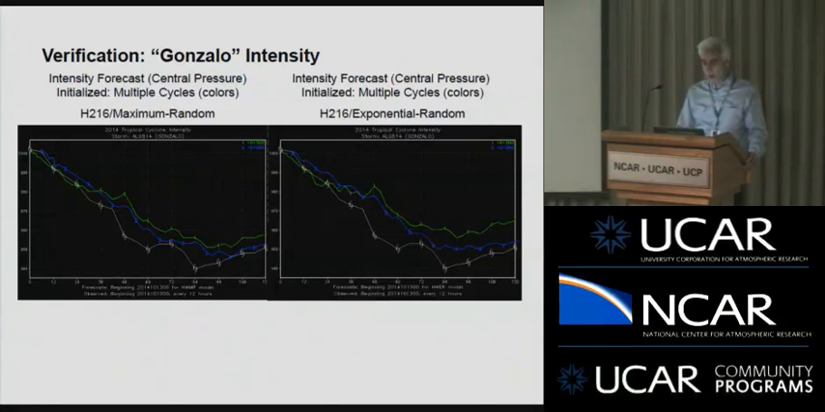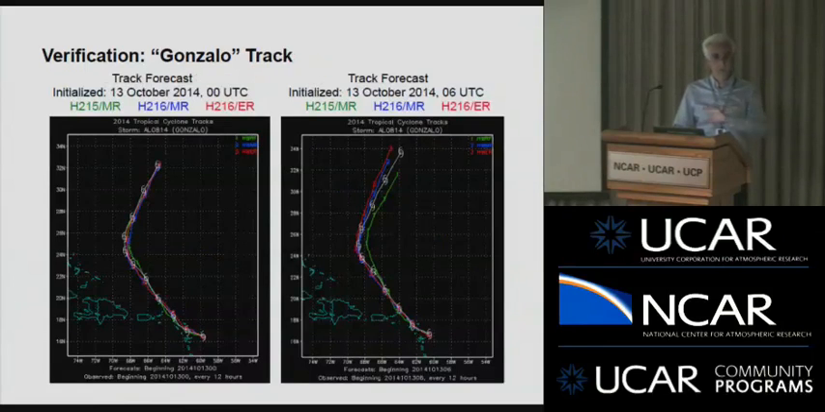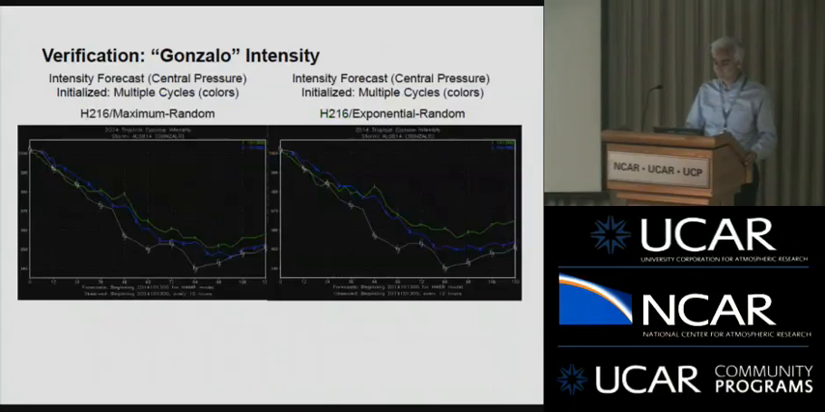But you have to keep in mind that you can't really look at the intensity separately from the track. You may be getting a different intensity because you're putting the storm in a different location. You're putting it in a different environment. So it may be weaker just for that reason. So you really have to look at these 2 in combination.